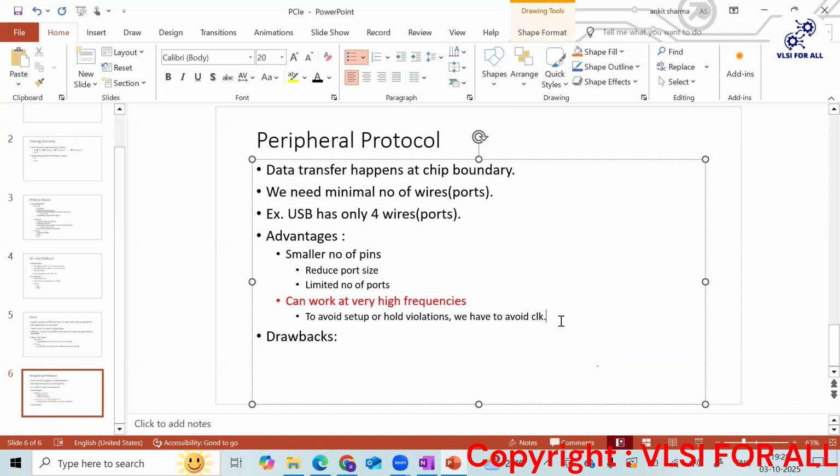See, to get high frequency, we have to avoid setup and hold violation. And to avoid that, we have to avoid the clock. So if we remove the clock, then where will the frequency come from, sir? So that's my question.